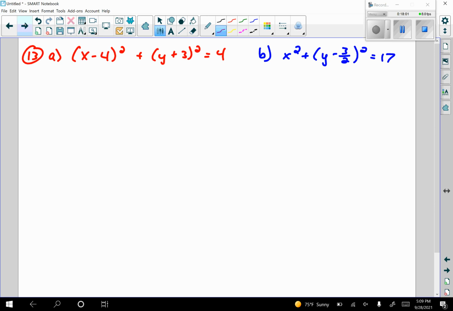All right, for 13, the last 3 problems we're going to deal with in here focus on circles. So for 13, A and B, they just want us to identify the center and the radius.